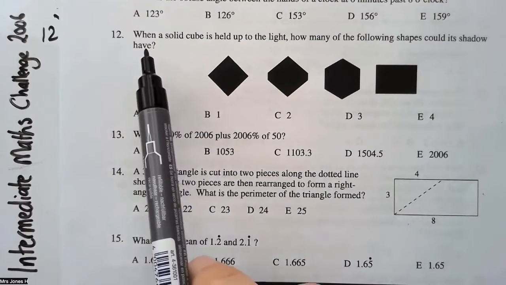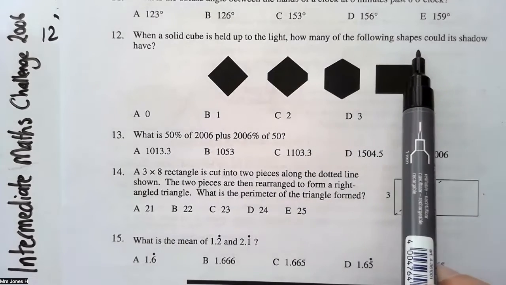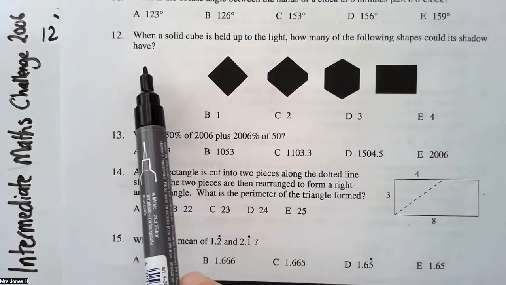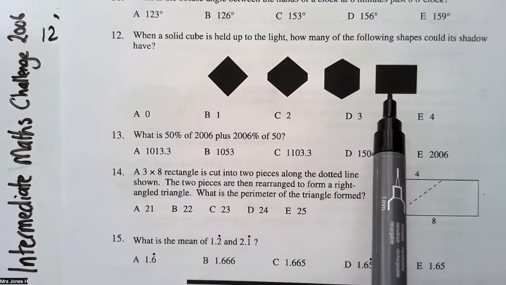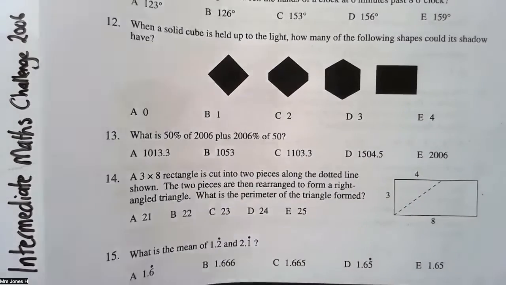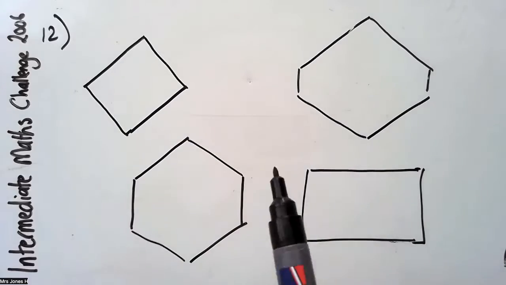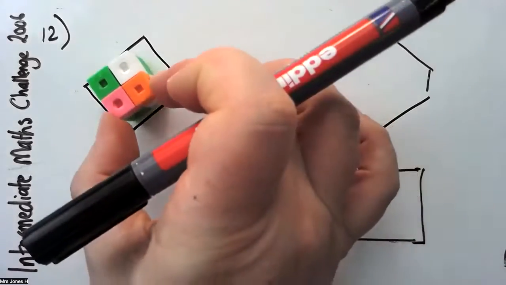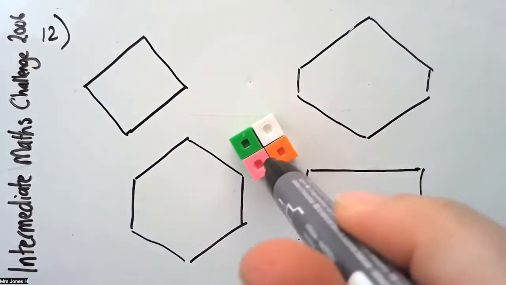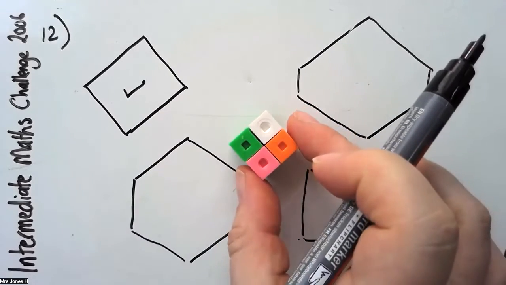Question 12. When a solid cube is held up to the light, how many of the following shapes could its shadow have? So there are 4 possible options. We've got between 0 and 4. I've drawn the shapes out here, and this one here would be if we're looking directly on this cube. So this one is possible.